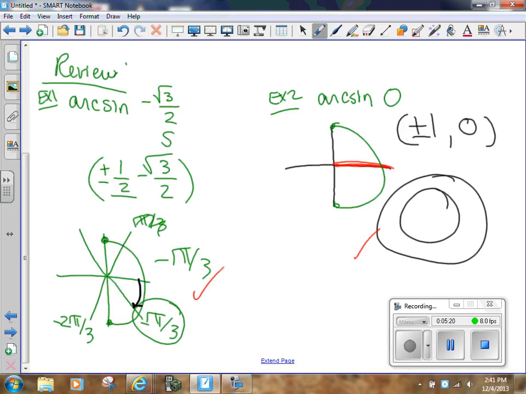Do I put 0 pi? No. Because 0 times anything is what number? 0. Don't put pi, Lena. We keep saying, 0 radians.